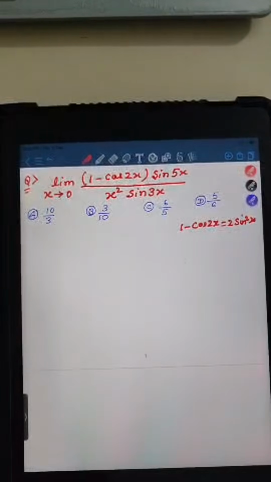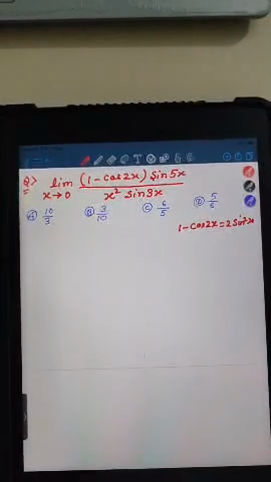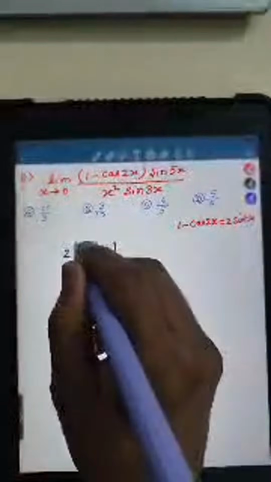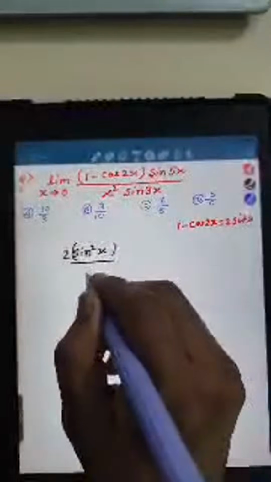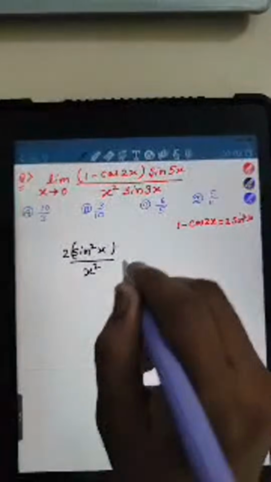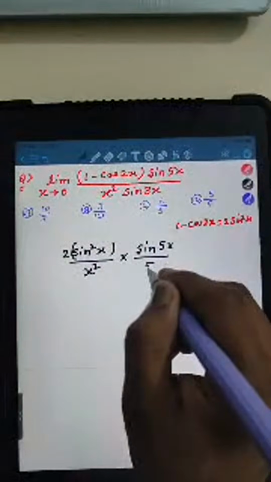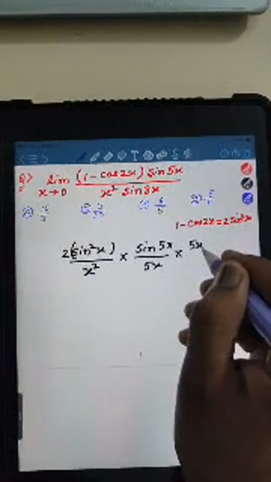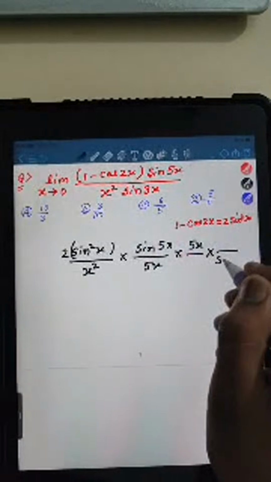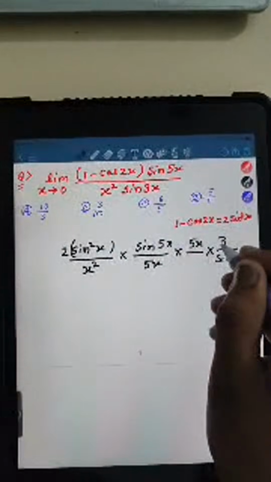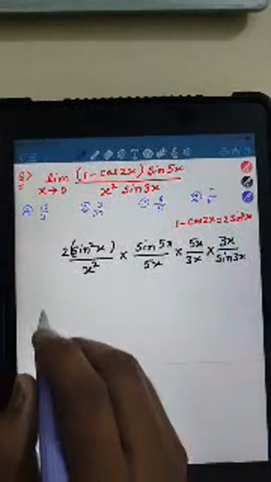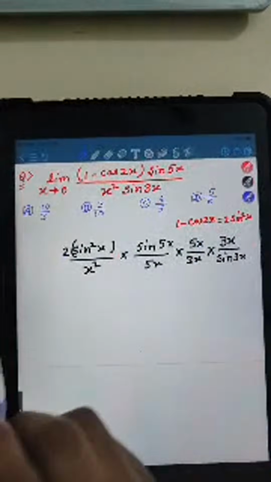Okay, so let me discuss this question. Instead of 1 minus cos 2x, you can write 2 sine square x, right? And then write x square, into sine 5x, multiplied and divided by 5x. And then after that you have sine 3x, so just multiply and divide by 3x. Now you can find out the limit.